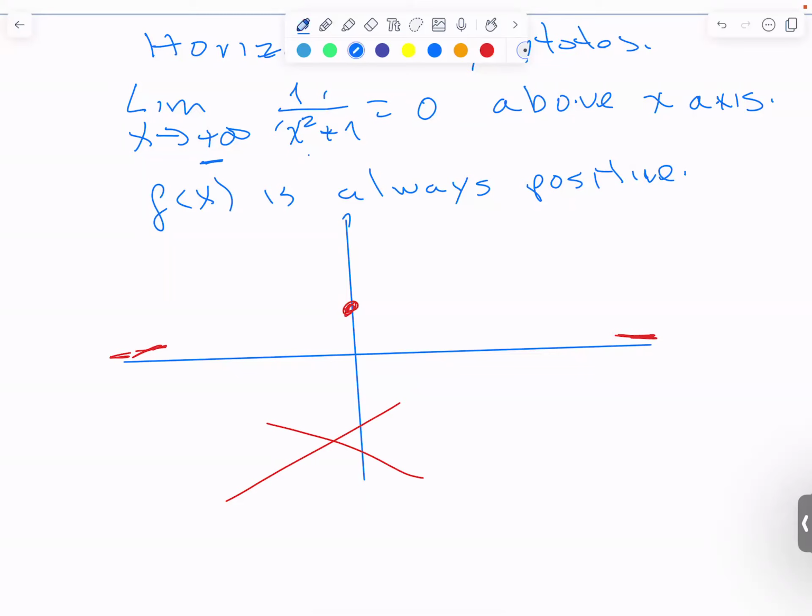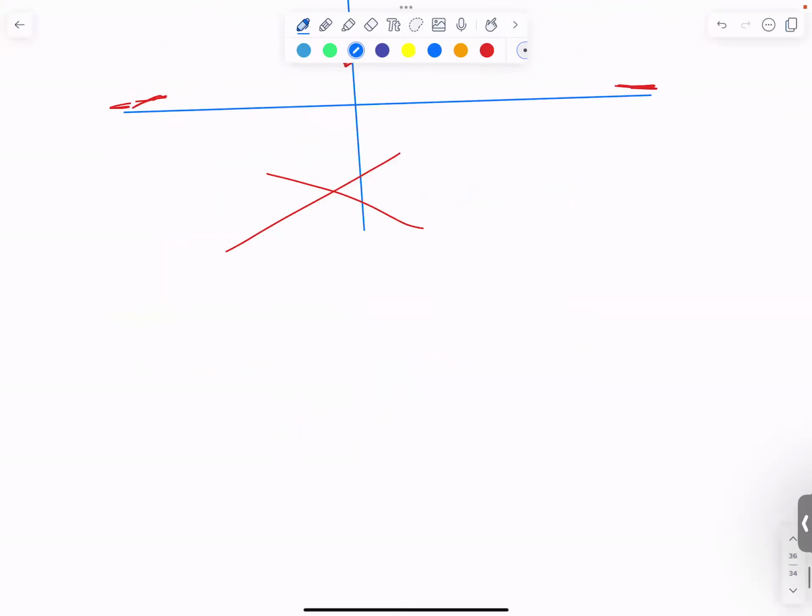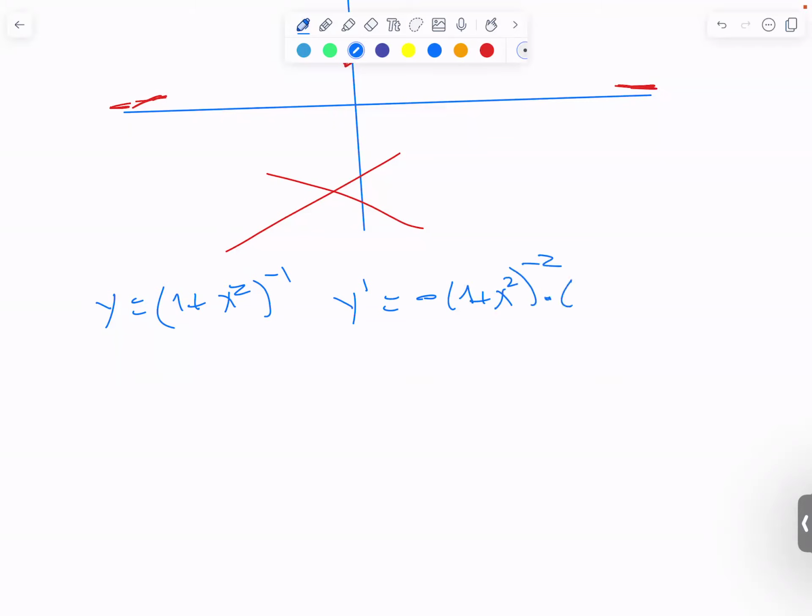To know what happens in between, we need to find the first derivative. The function is y equals (1 plus x squared) to the negative 1. The first derivative is negative 1 times (1 plus x squared) to the negative 2, times the derivative of the inside by the chain rule, 2x. We can rewrite this as negative 2x over (1 plus x squared) to the second power. Now you can see the first derivative is equal to 0 when x equals 0.